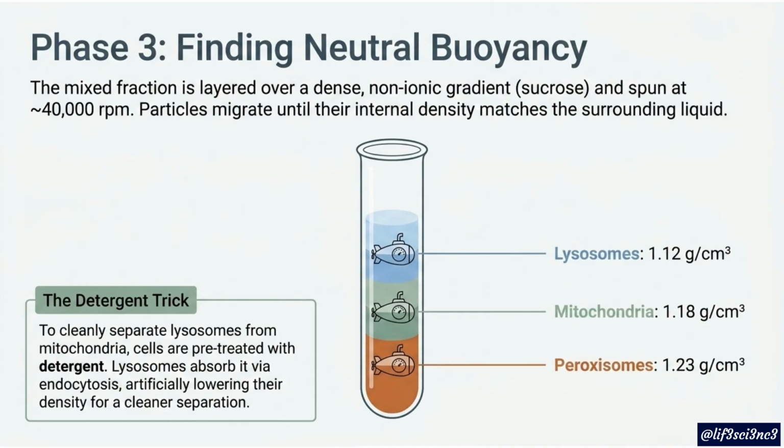Phase 3 is finding neutral buoyancy. The mixed fraction is spun in a dense sucrose gradient. Particles migrate until their density matches the surrounding liquid. Pre-treating cells with detergent is a trick used to separate lysosomes from mitochondria and peroxisomes for a cleaner separation.